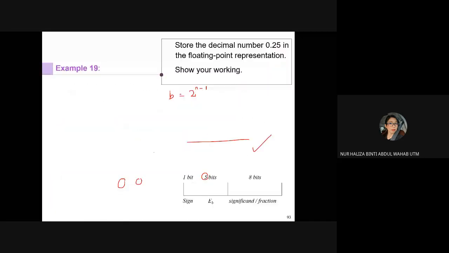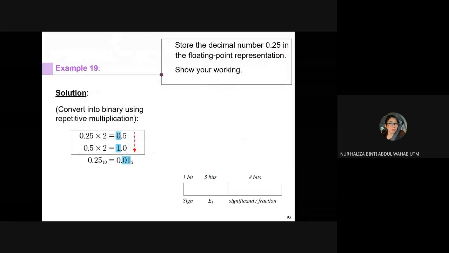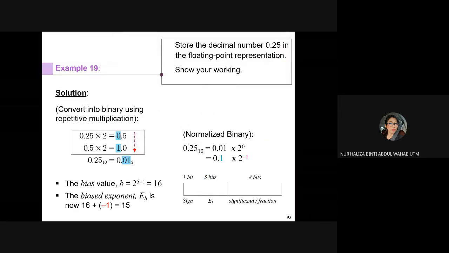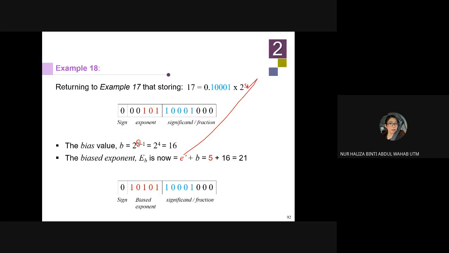So that's why you will get this 5. B equals 2 to the power n minus 1. N is your bit. And then after that, you will get 2 to the power of 5 minus 1, and you will get 16. Then, how are you going to get EB? EB equal to... I forgot the equation. Refer back to the equation.